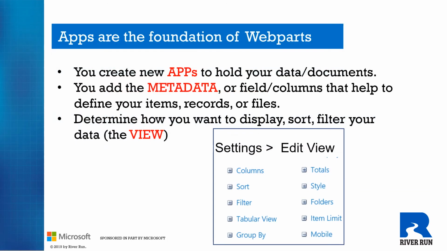A view sorts the data by the metadata, or sorts the documents by using these column information or the metadata. It allows you to filter out certain things or group certain documents together, total up numbers, and so on. Show them inside of folders or outside of folders, and so on.